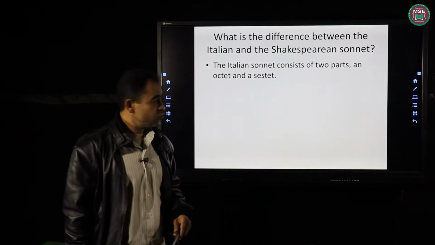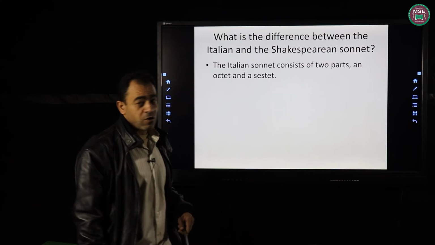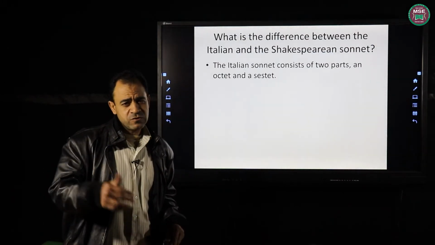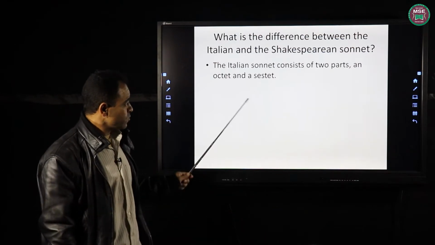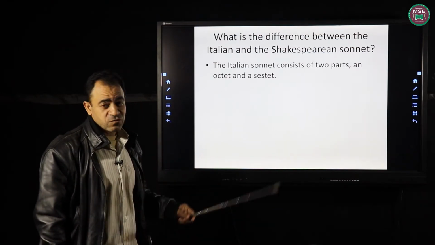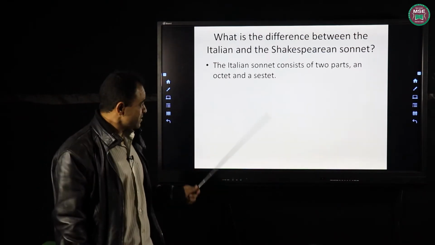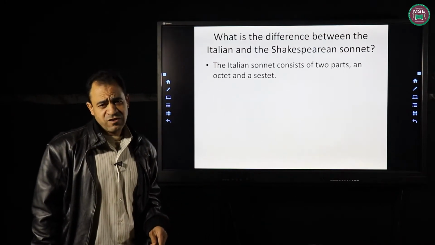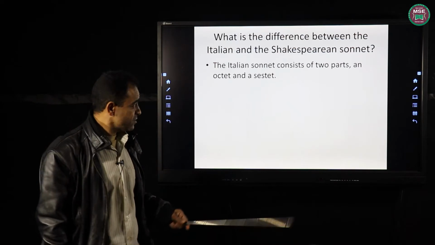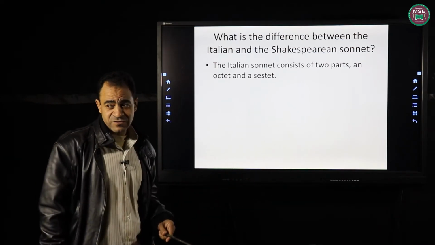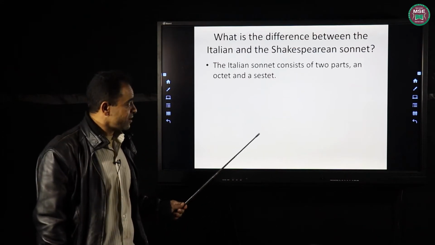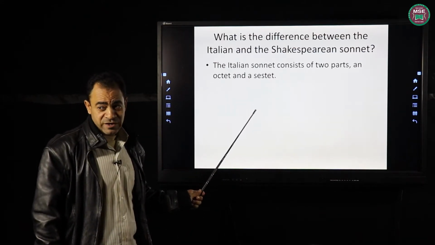Here, the Italian sonnet consists of two parts, an octet and a sestet. Only two parts, or you can say two stanzas. The first one, we call it an octet. The second one is a sestet. What's an octet? It's a stanza of 8 lines. So octet means 8 lines. And sestet, 6 lines. If you have 8 and 6, you'll have 14 lines, as it is a sonnet.